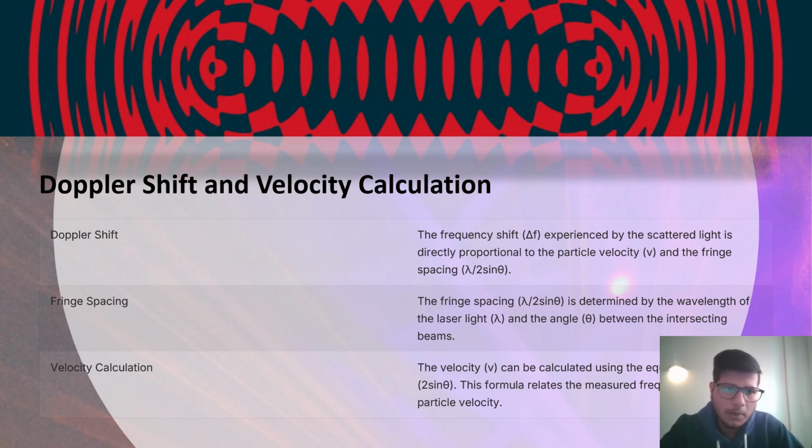Okay, so we will be having three components in the Doppler shift and velocity calculation. First is again the Doppler shift, the frequency shift experienced by the scattered light, which is directly proportional to the velocity and the fringe spacing, which is lambda by 2 sin theta. Here lambda is the wavelength of the laser light, and theta is the angle between the intersecting beams. So from this, our velocity will be frequency shift times lambda by 2 sin theta.